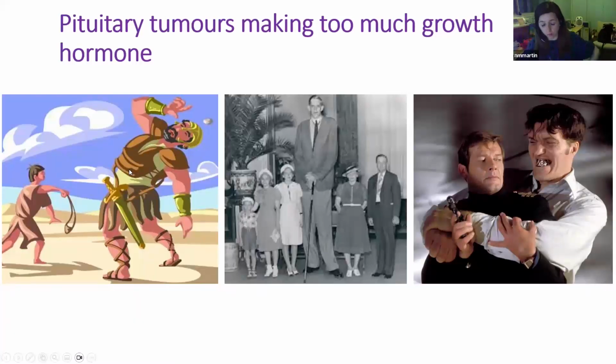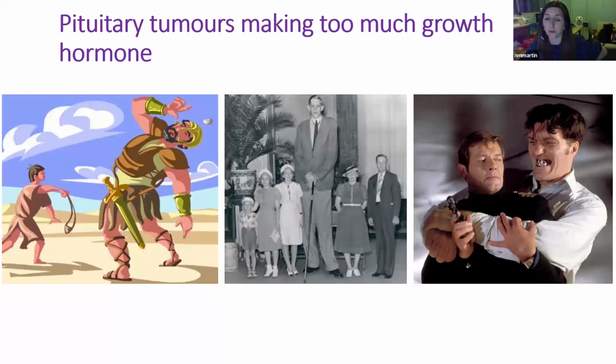So there is a suggestion I've read. I mean, goodness only knows, and we'll never know. There is a suggestion that, in fact, Goliath had a pituitary tumor making too much growth hormone. Now, he has to have had that before he finished puberty because he was a giant, so he got very tall and big.